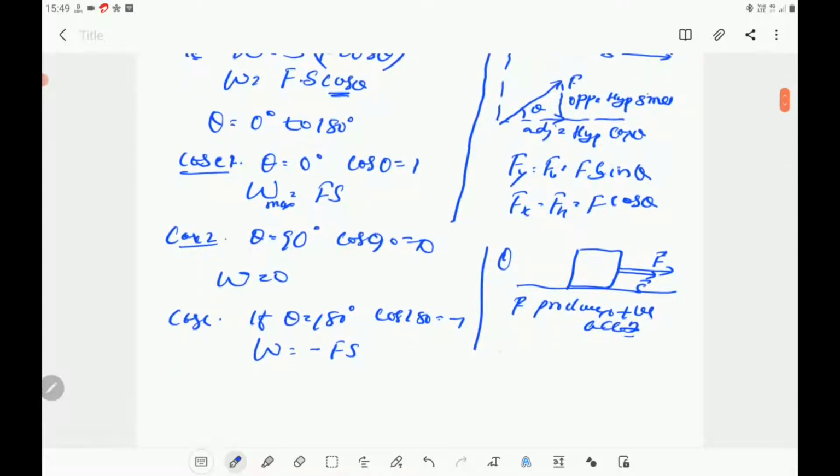Positive acceleration. In the second case, when the force is perpendicular, there is force. Motion is horizontal, force is perpendicular to that.